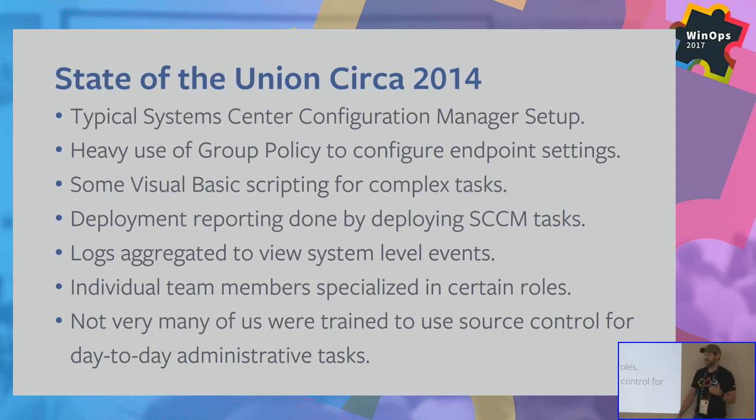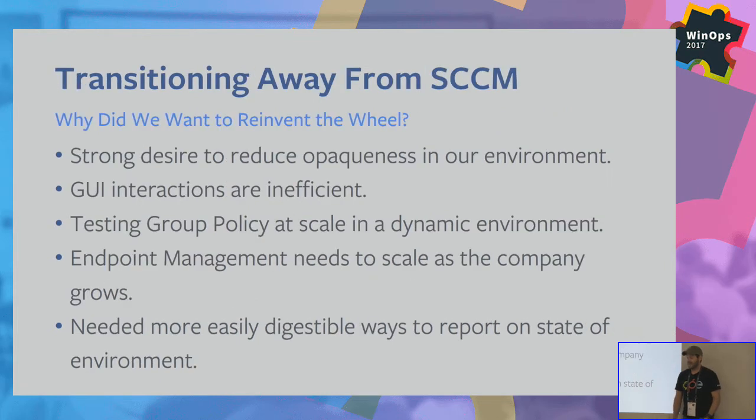So we also weren't trained how to do source control, which is a very big thing when you're adopting a tool that is basically all text. So we had come up with a plan to transition ourselves away from SCCM and the way that we were doing things. Why we wanted to do that, I think, is an important thing to point out: we had a strong desire to reduce opaqueness in our environment.